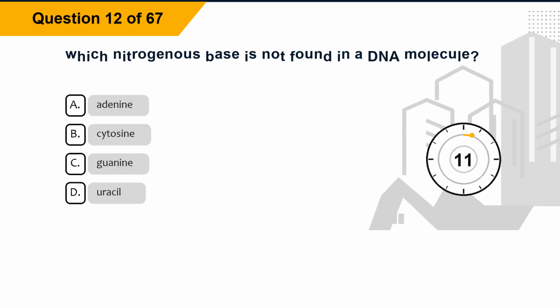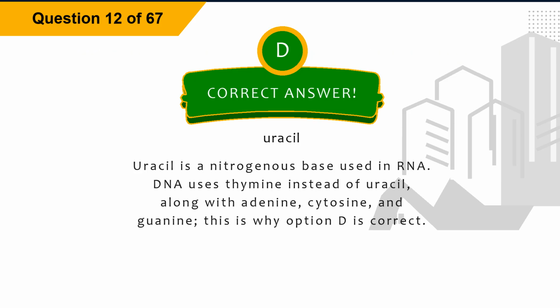Question 12. Which nitrogenous base is not found in a DNA molecule? Option A, adenine. Option B, cytosine. Option C, guanine. Option D, uracil. The correct answer is option D, uracil. Explanation. Uracil is a nitrogenous base used in RNA. DNA uses thymine instead of uracil, along with adenine, cytosine, and guanine. This is why option D is correct.